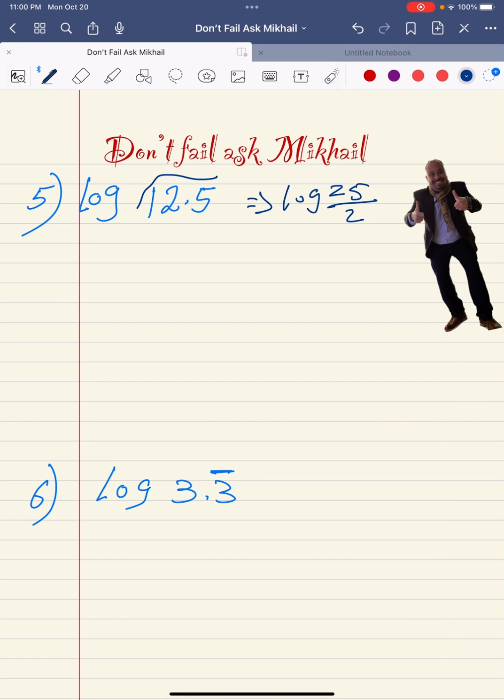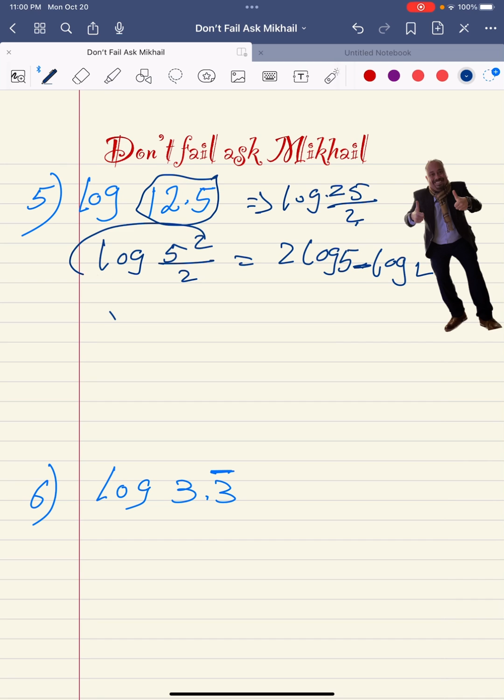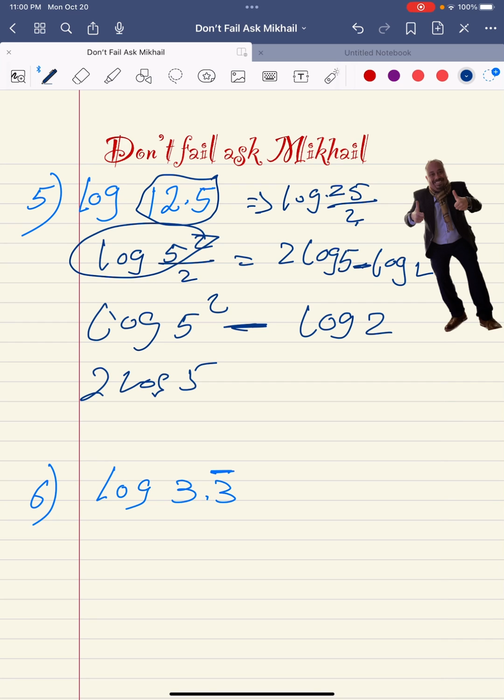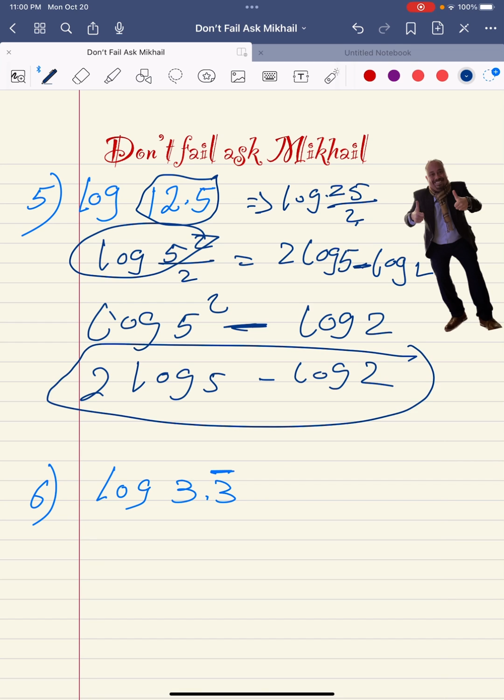So 12.5 is 25 divided by 2, and that would be log 5 squared over 2, which is 2 log 5 top minus bottom, log 2. Remember, this one is like log the top, which is 5 squared, minus log the bottom, which is 2. And what I said here is 2 log 5 minus log 2. And now, you know the value, just put them in.